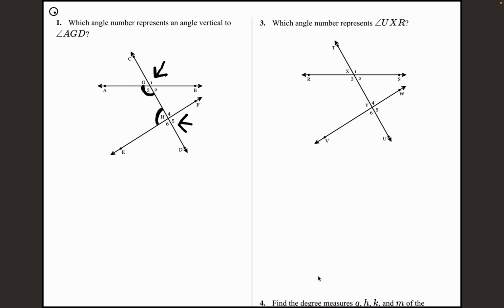The next one, it says angle UXR. It just says what angle number represents that angle. Who can tell me? UXR. Yeah, perfect. It's going to be this angle right here. So you're going to have examples like this where you just have to identify the angle values.